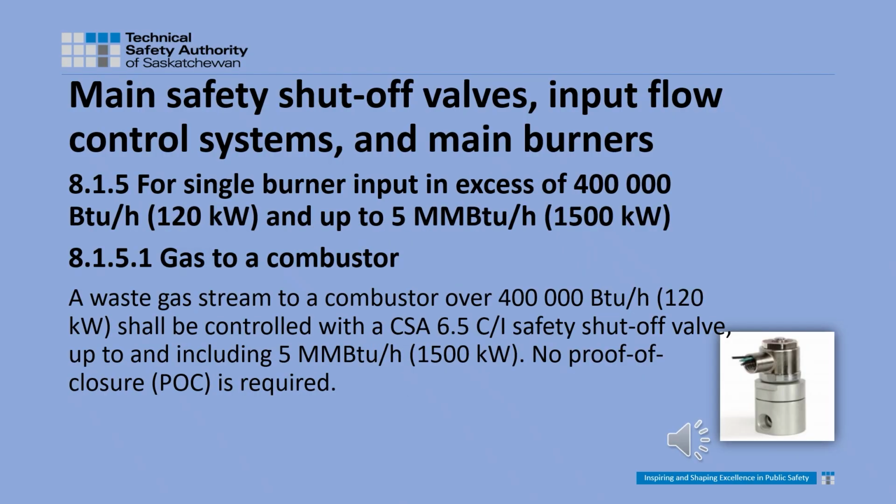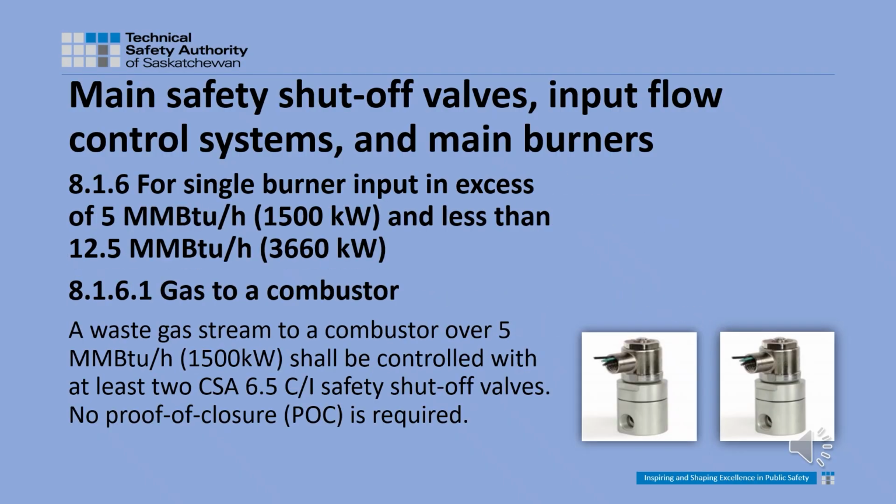Saskatchewan Codes of Practice 8.1.5.1, over 400,000 BTUs per hour up to and including 5 million BTUs per hour with a CSA 6.5 CI safety shutoff valve, no proof of closure is required. Saskatchewan Codes of Practice 8.1.6.1, over 5 million BTUs per hour shall have two 6.5 CI safety shutoff valves, but proof of closure is still not required.